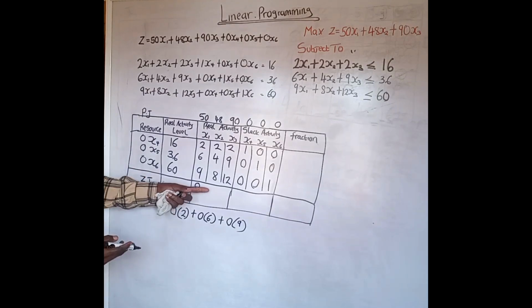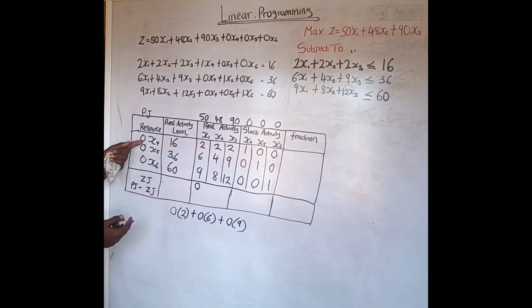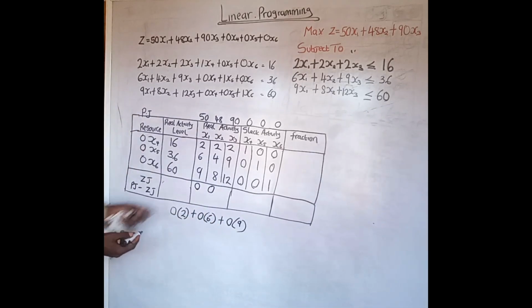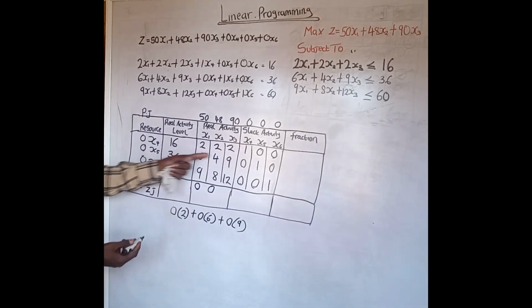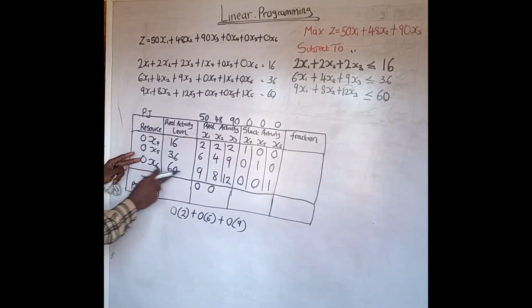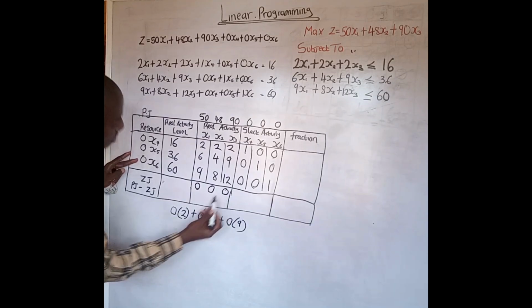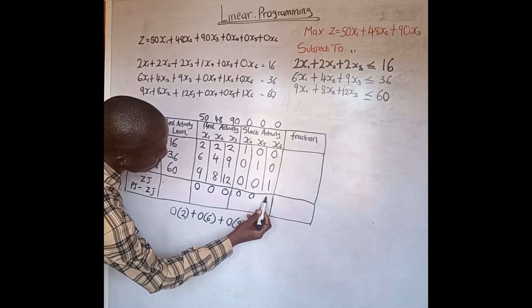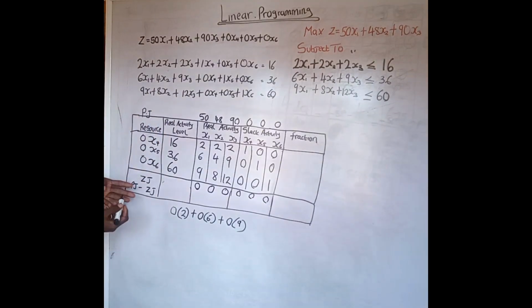That is how we are going to calculate for everyone. For the second column, I'm going to be having 0 multiplied by 2, that is 0, 0 multiplied by 4, that is 0, 0 multiplied by 6, that is 0. So for this place also, I'm having 0. For the next column, I'm going to be having 0 multiplied by 2, that is 0, 0 multiplied by 9, that is 0, 0 multiplied by 12, that is 0. So for this place, I have 0 also. If you do it for everyone, you are going to be having 0, 0, 0. Now, you have gotten the value of your zj. Now, we are going to get the value of pj minus zj.